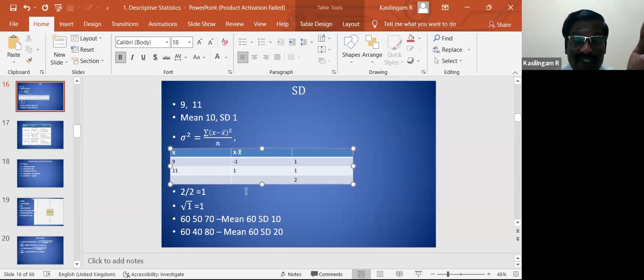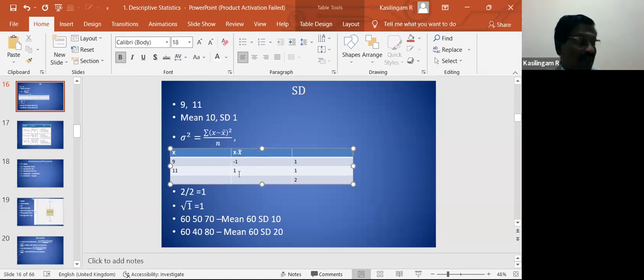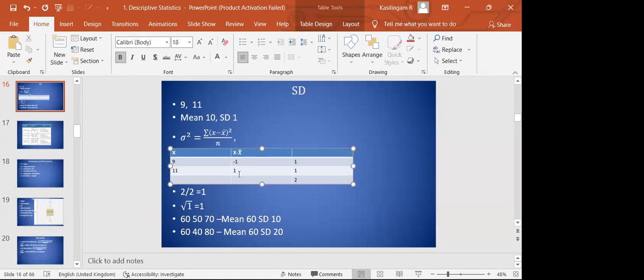This is the deviation from the mean. We are trying to find the average deviation. So add minus 1 and plus 1. What is it? Zero. Okay.